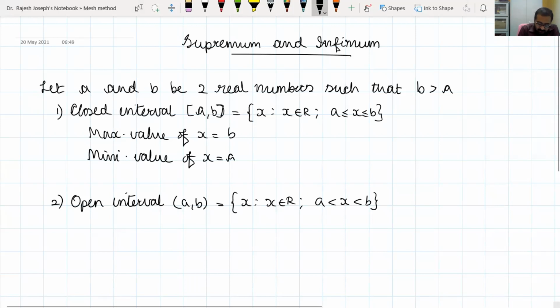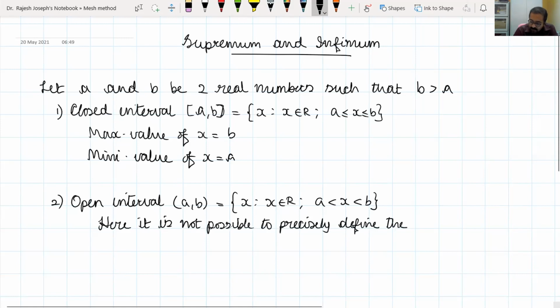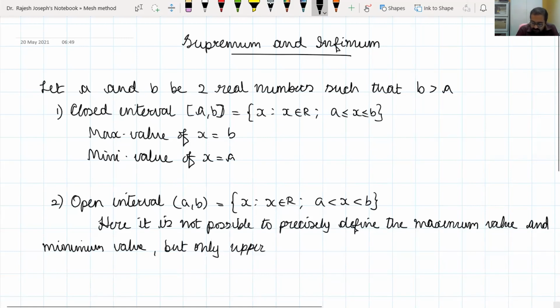Here it is not possible to precisely define the maximum value and minimum value, but only upper and lower bounds can be defined.